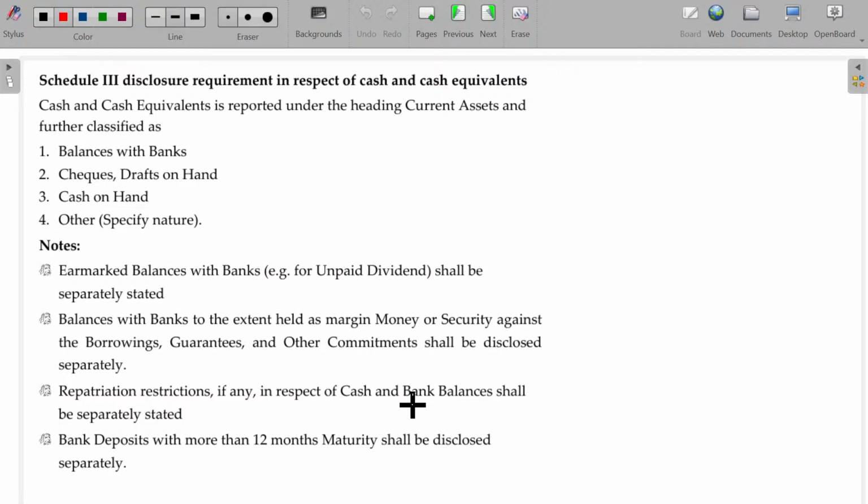I could still remember in CMA, a couple of years ago, they asked to prepare only the financial position, the balance sheet format only, for 8 marks. Only format. Okay. So now what happens, you have to prepare the illustrations.